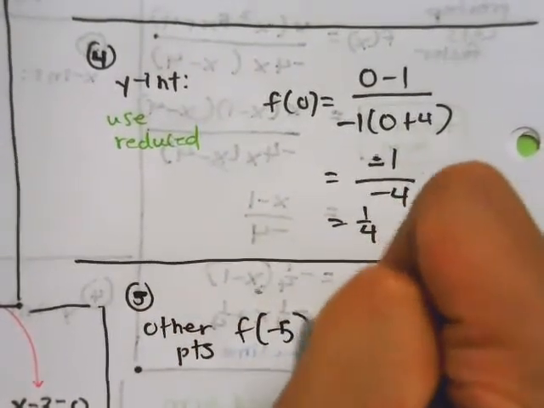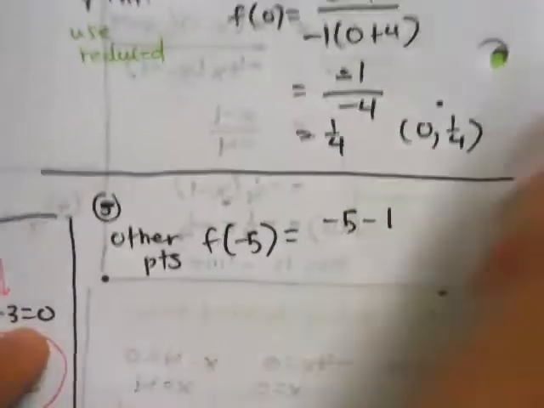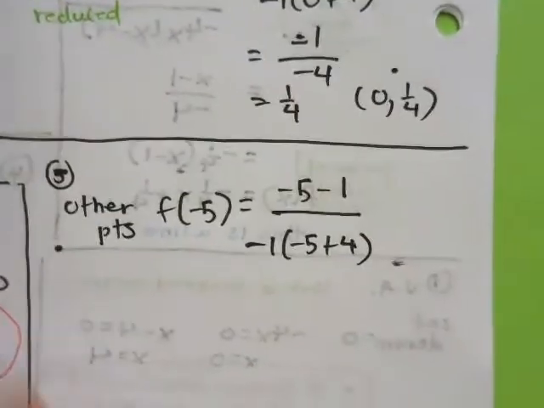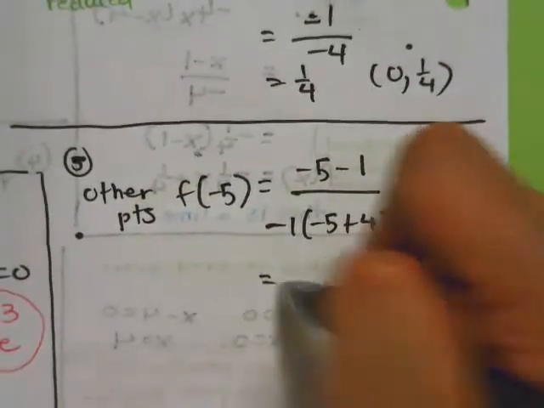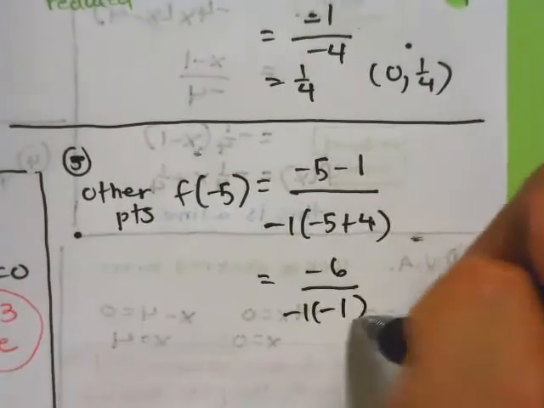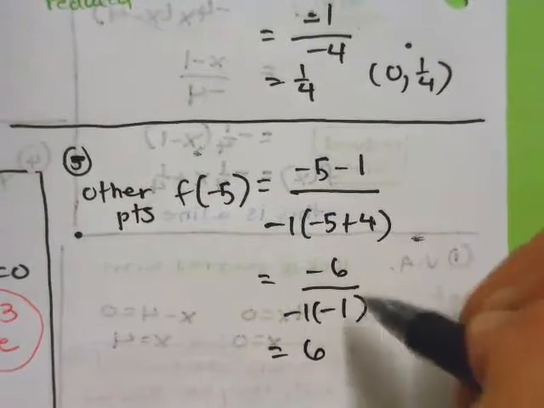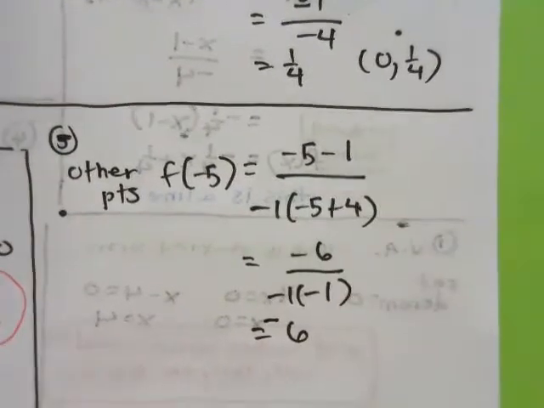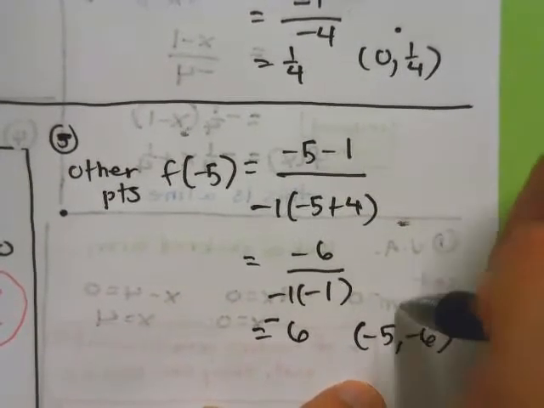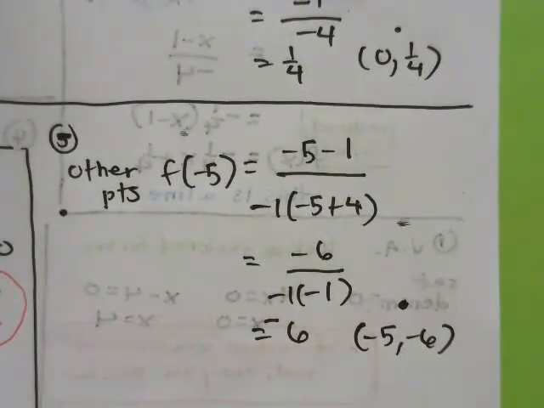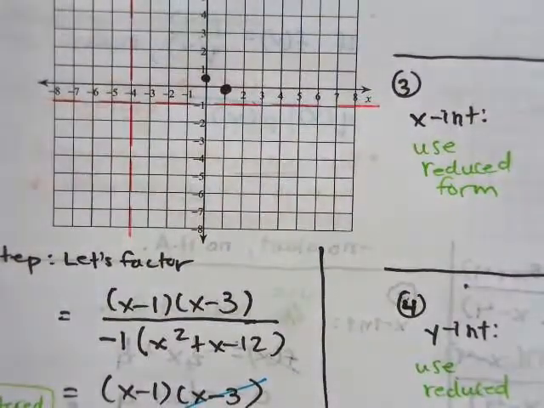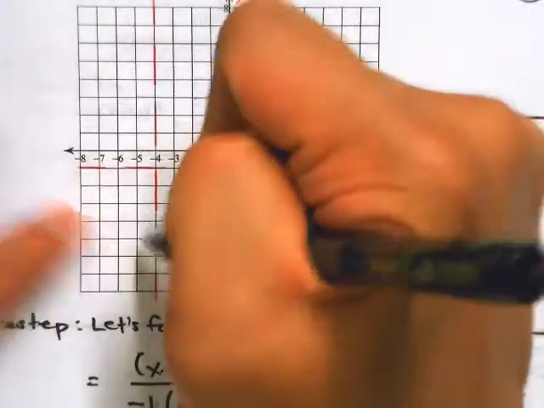F of negative 5, so I'm going to go negative 5 minus 1, and then negative 1, negative 5 plus 4. Okay, not minus 4, plus 4. Okay, this is going to be negative 6. Negative 1 times negative 1. Negative, negative, negative, negative. I was going to make this positive, huh? Close, close. Okay, negative 5 comma negative 6. Okay, so it is on the bottom. But just be careful, because sometimes it could be on the top depending on the equation. So negative 5 comma negative 6 goes over here.